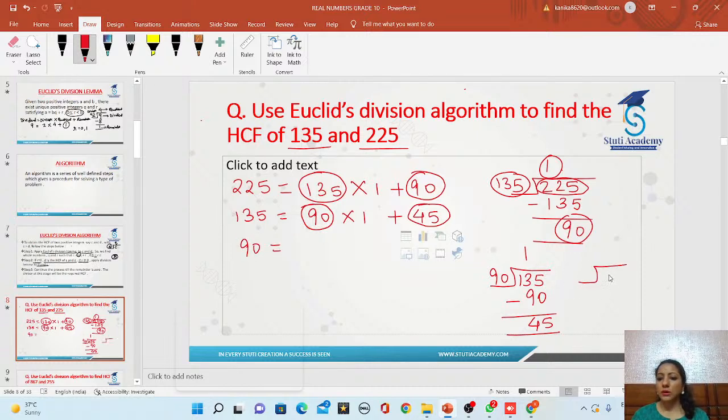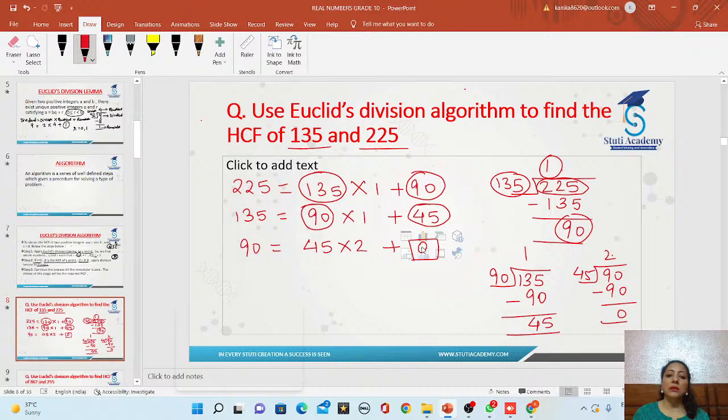So we can do this orally also. If we divide this by 45, we'll get 2 here. 45 into 2 will give us 90. And finally, please notice we are getting the remainder 0. So we have 45 into 2 plus the remainder, that is 0. Now here the remainder is 0, so we are going to stop here.